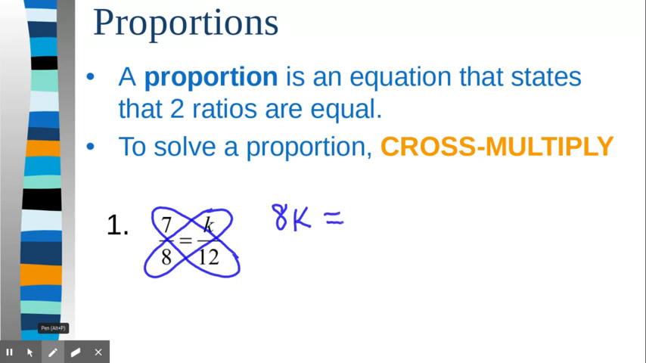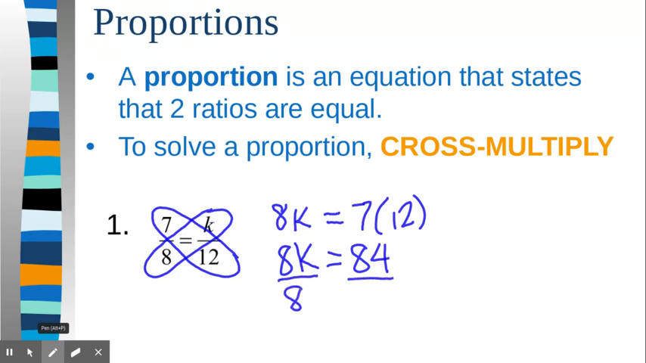We set those two things equal to each other. So we get 8k equals 84. And then we divide each side by 8 to get the k by itself. So we're left with k equals 10.5.